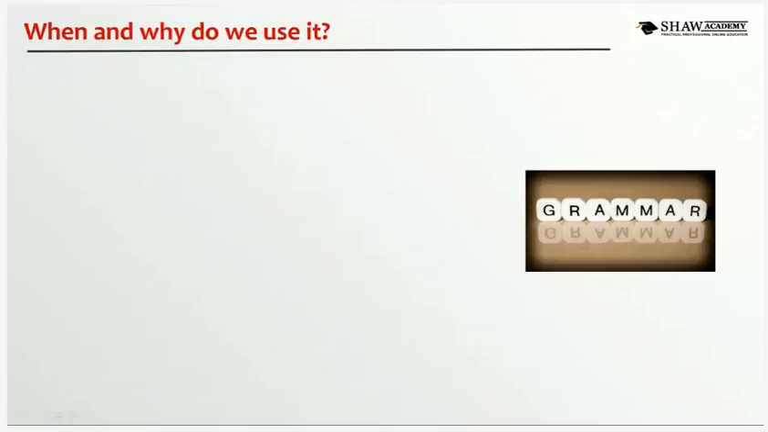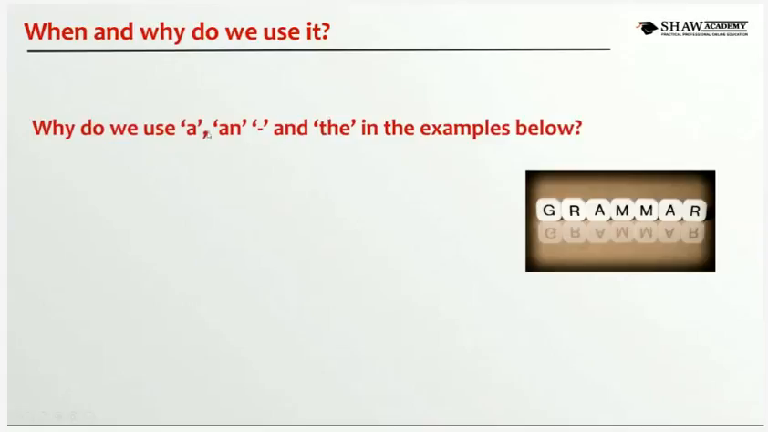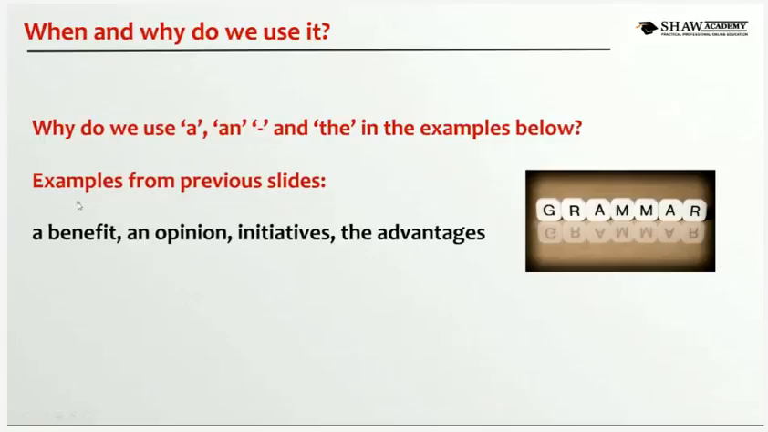Exactly. So the is for particular or specific cases, and a or an is for when we're talking about things in general. Very good. Okay, so why do we use a, an, and the in the examples below? So here are the examples. A benefit, an opinion, initiatives, and the advantages. Why do I use these in these contexts?